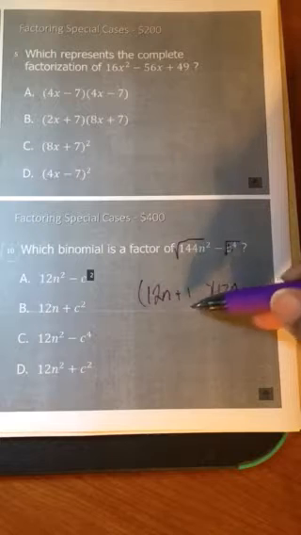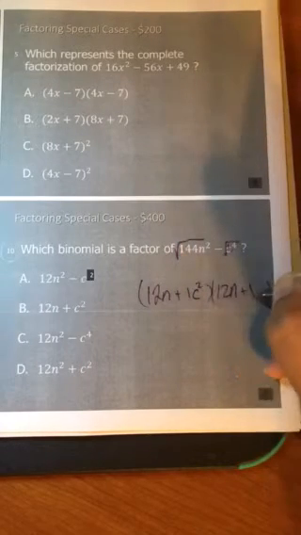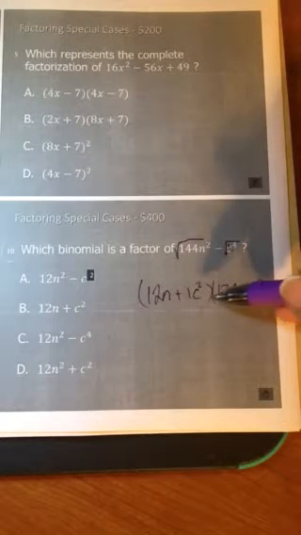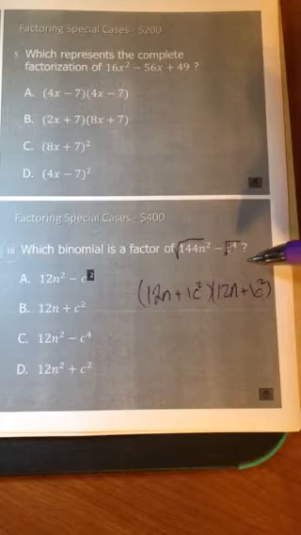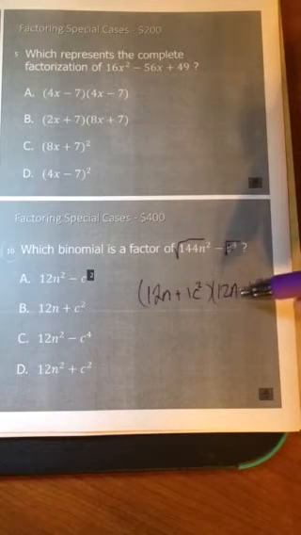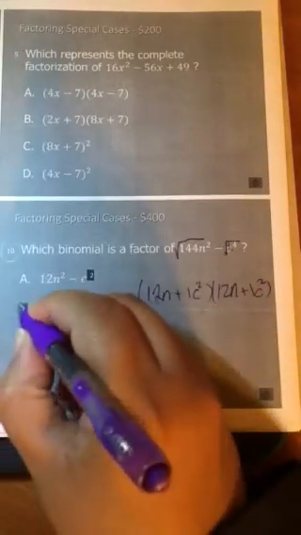Now, if each set needs the same amount, and I have 4, I need a c squared and a c squared. Because c times c is c squared, times c squared is c to the 4th. So our answer is B.